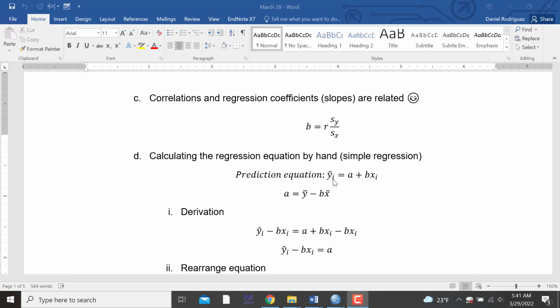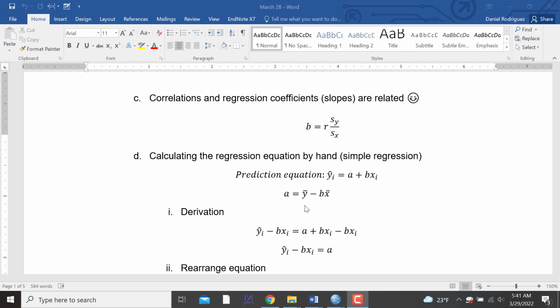By the way, some people will say dependent variable, some people will say criterion variable, some people will say outcome variable. For the predictor, they'll say predictor, independent variables. Just be aware that there's many different ways to say these variables. So if we rearrange this equation, we get A equals Y sub I minus BX.